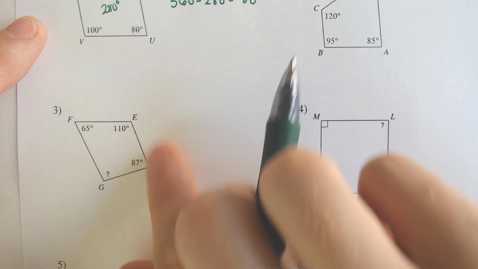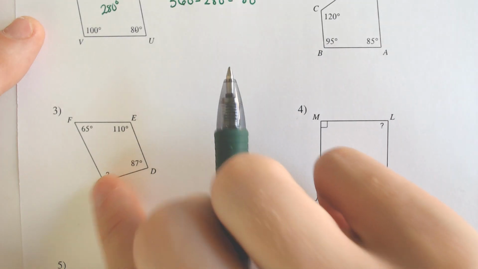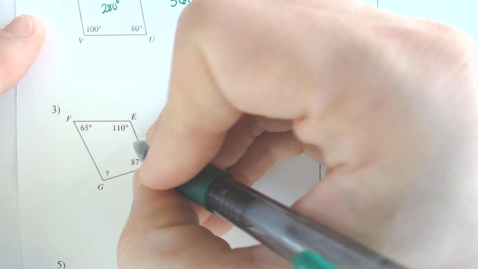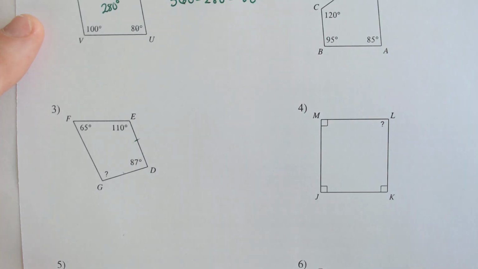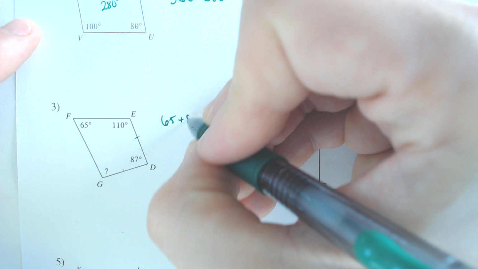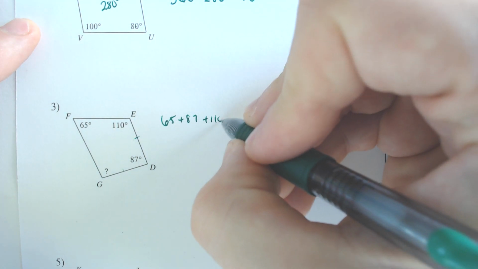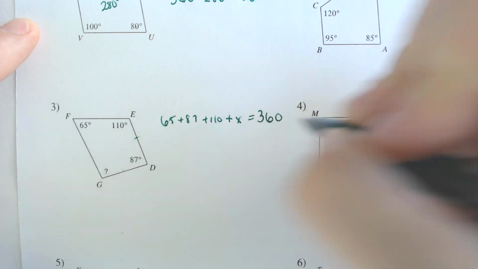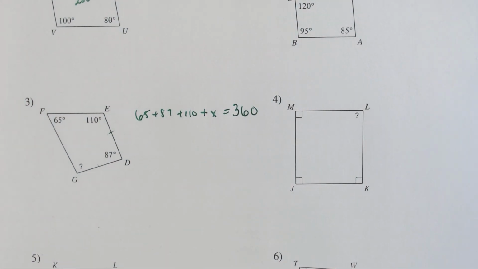Well, what if it's not a parallelogram? What if it's something that looks like this, which might be a kite, but it looks a little funky to be a kite. These two sides right here don't actually look like they're equal. So in this case, I'm just going to say, well, 65 plus 87 plus 110 plus this missing angle would have to equal 360. So this is the equation setup.